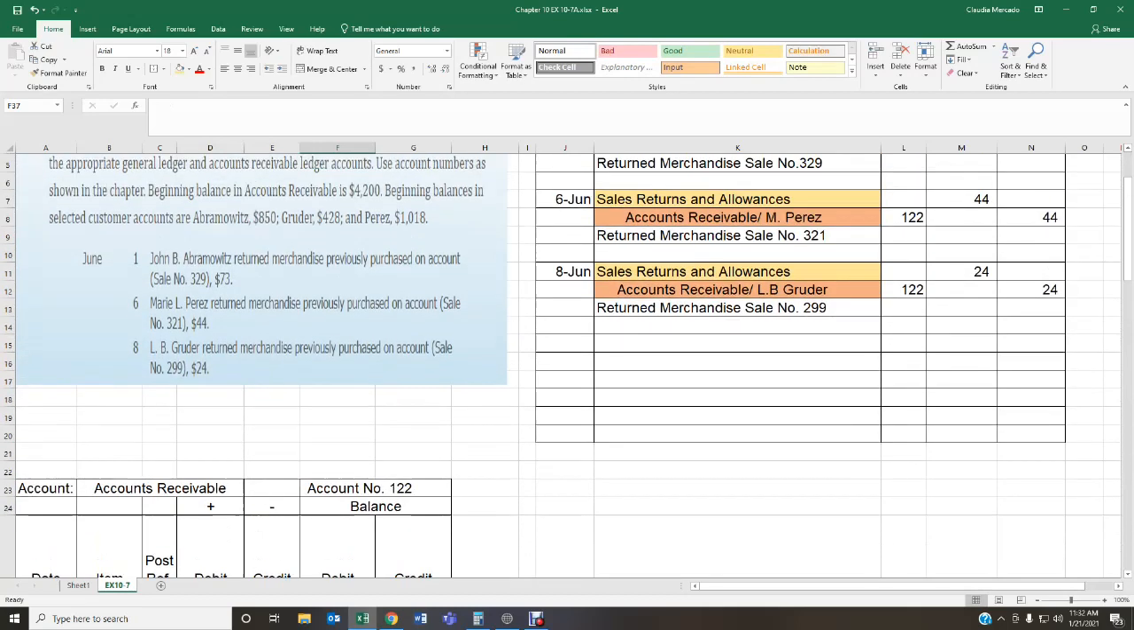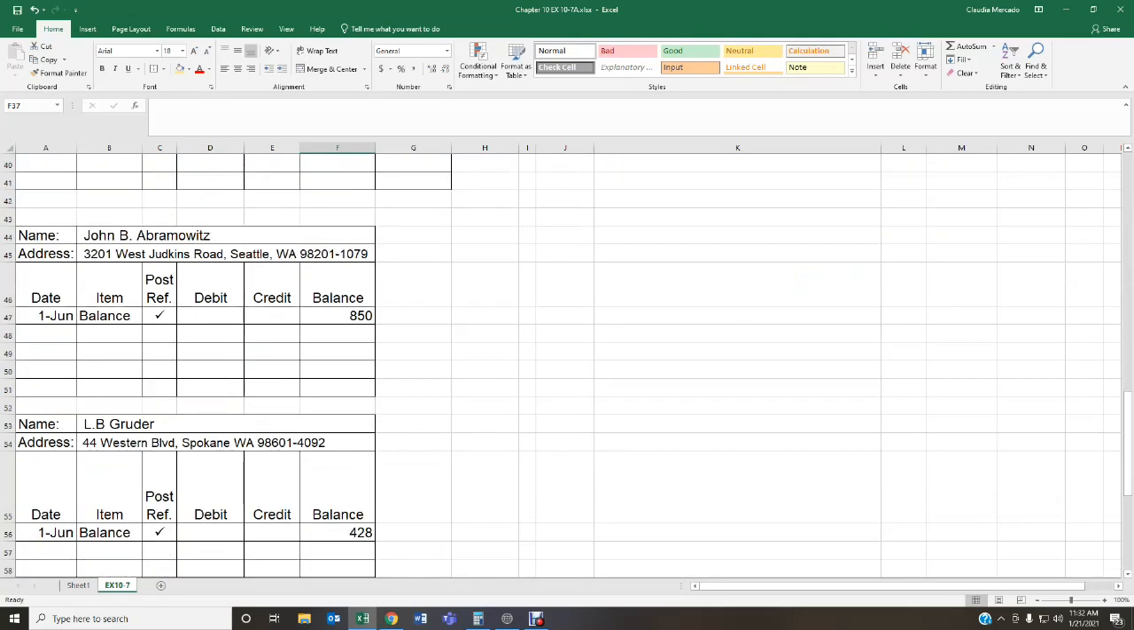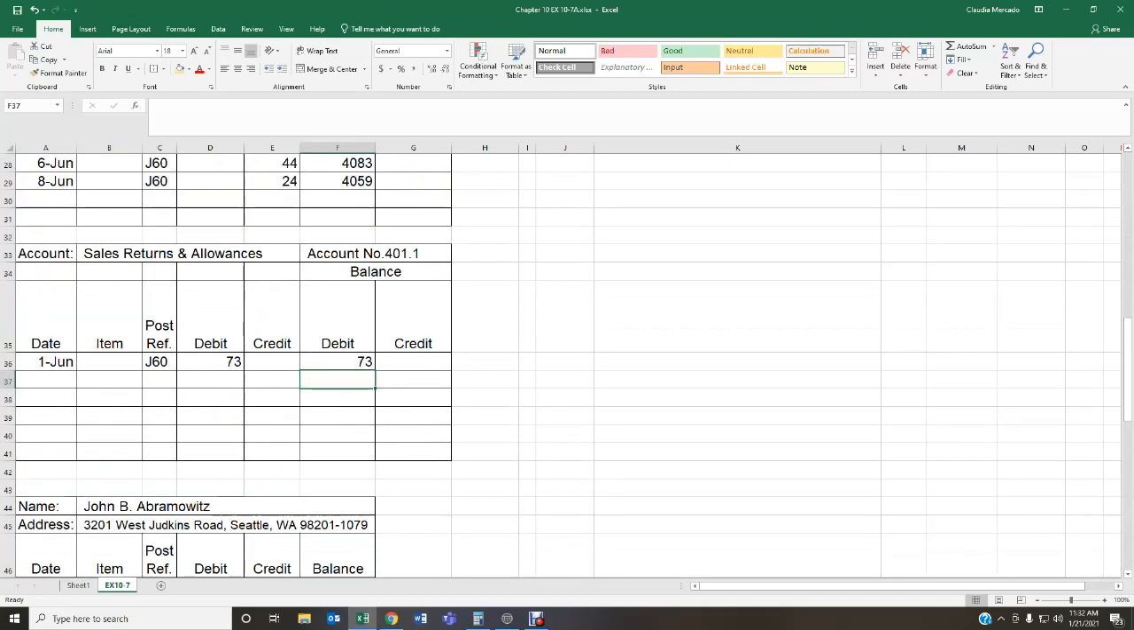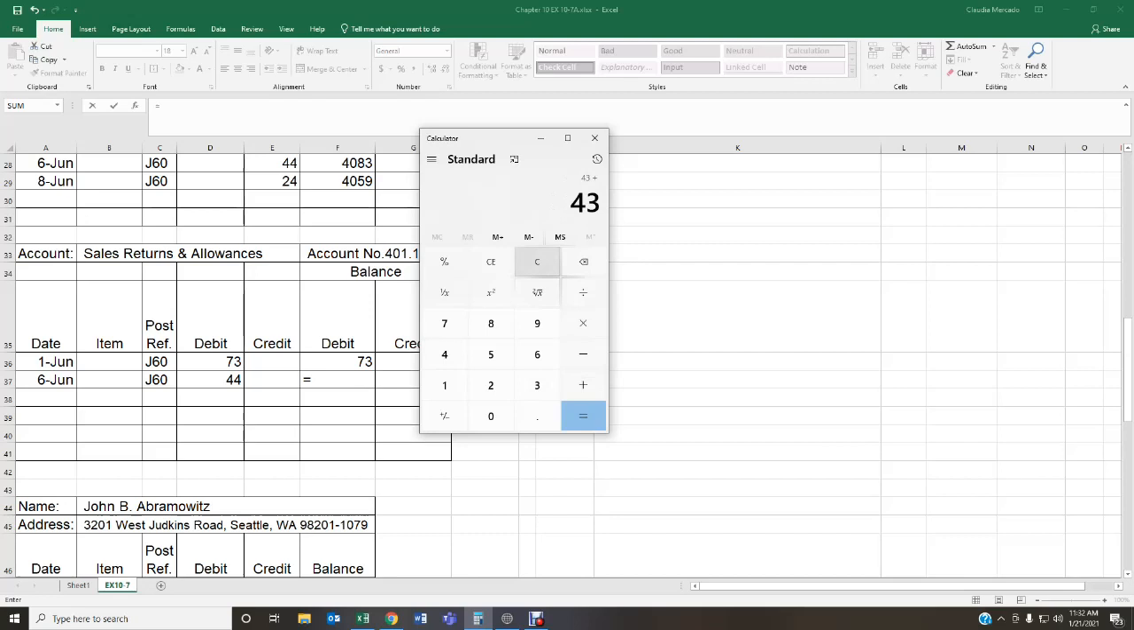Okay. Then we have another sales returns and allowance on the 6th for $44. Let me see. Okay, right here, June the 6th. This is journal 60, and then that's $44. And because they're both debits, we're going to add them together. 73 plus 44, that gives me 117.